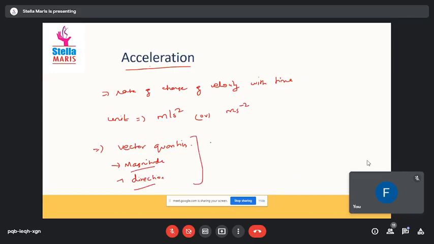So we are dealing with motion in a straight line, or rectilinear motion. So direction can be taken care of by plus or minus, positive and negative sign, and zero. Positive and negative sense. Very good. Okay, so that's what it is about acceleration.